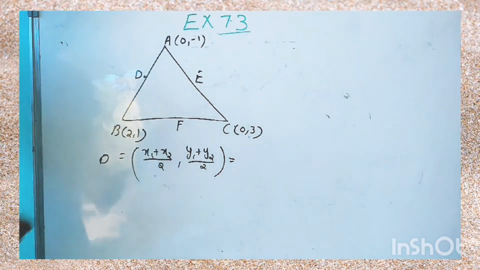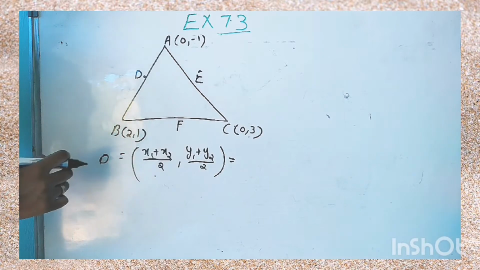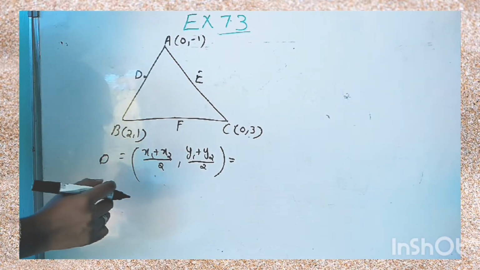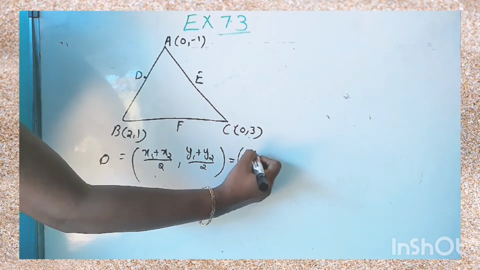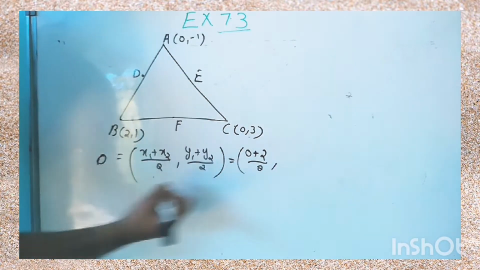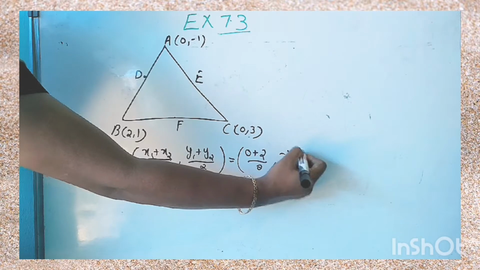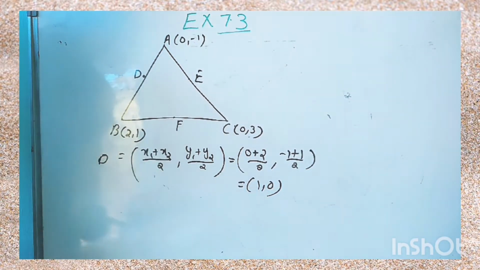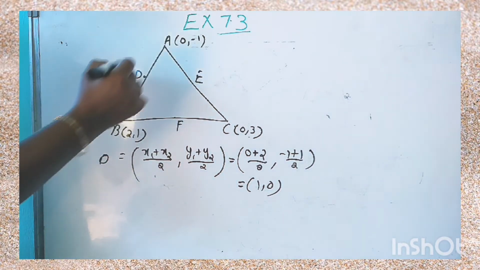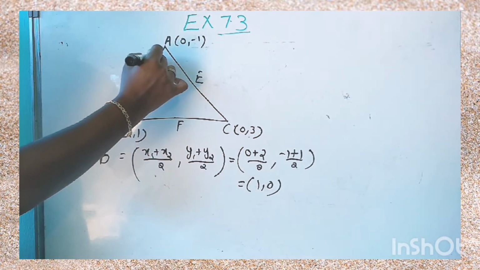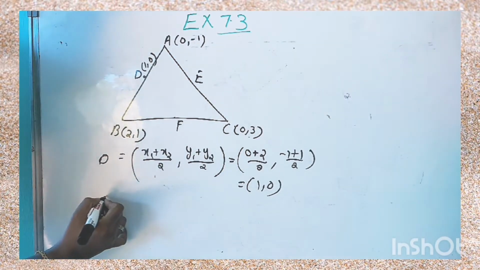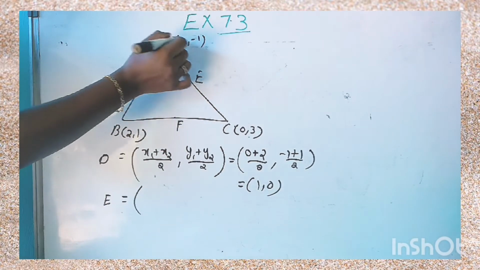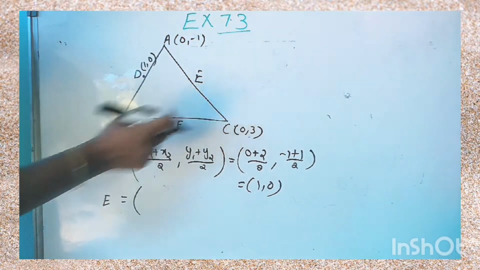This is our midpoint formula. Just apply that formula. D is the midpoint of the side AB. So (x1 plus x2) by 2, we will get as (0 plus 2) by 2, comma (-1 plus 1) by 2, that is equal to (1, 0). So D is (1, 0). Now the coordinate of E is found by the same formula. Here E is the midpoint of the side AC.